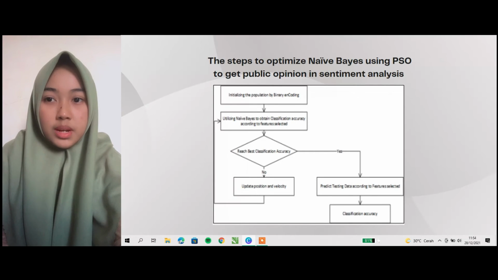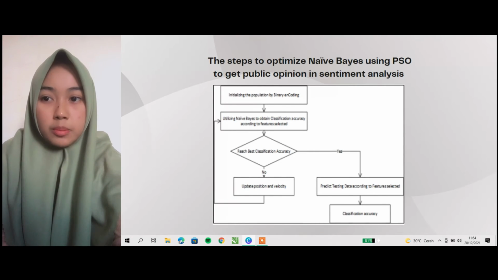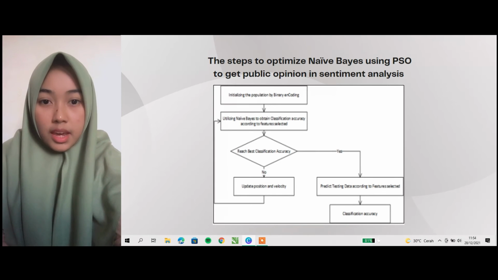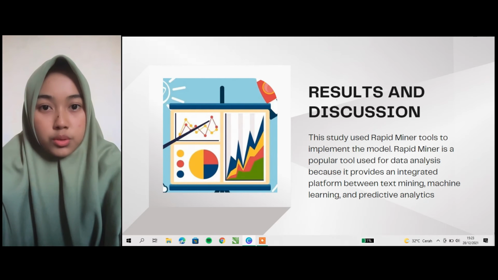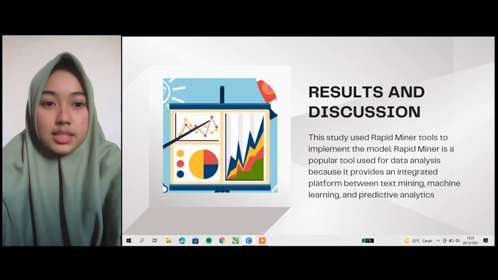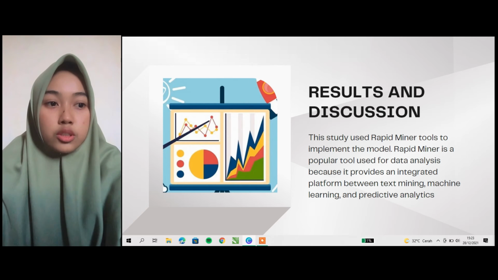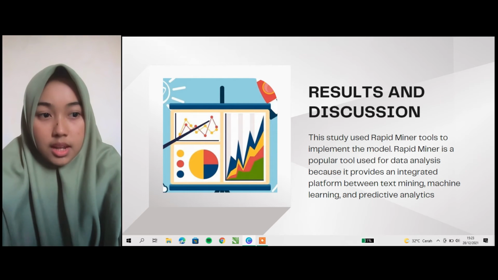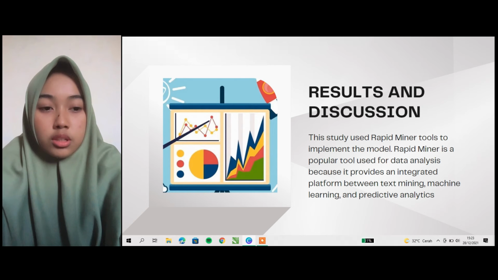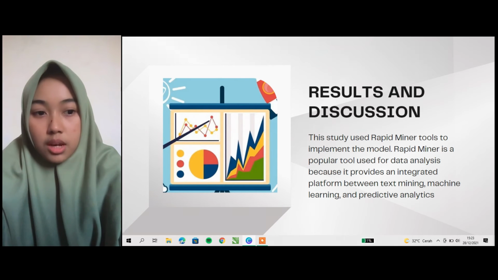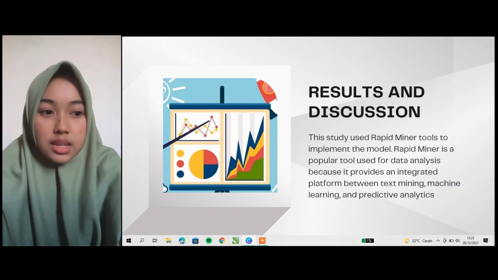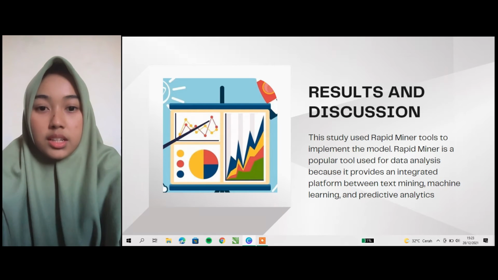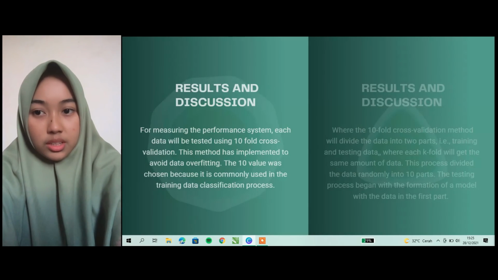Okay, these are the steps to optimize naive-Bayes using PSO to get public opinion in sentiment analysis. The process can be seen in the image. Okay, now I'll move on to the next topic, which is result and discussion. The study used RapidMiner tools to implement the model. RapidMiner is a popular tool used for data analysis because it provides an integrated platform for text mining, machine learning, and predictive analytics.